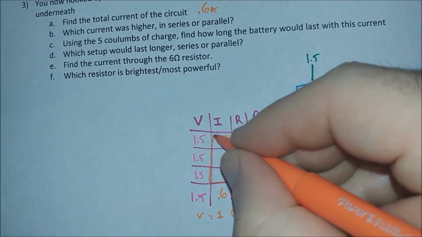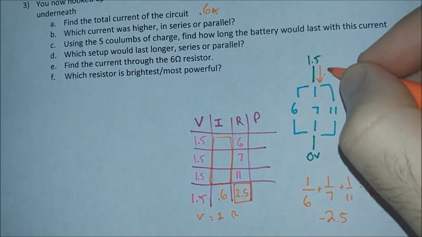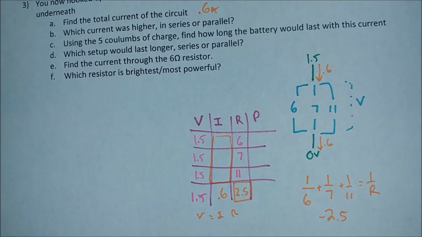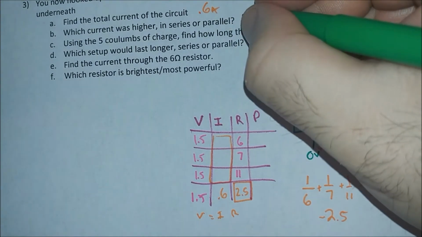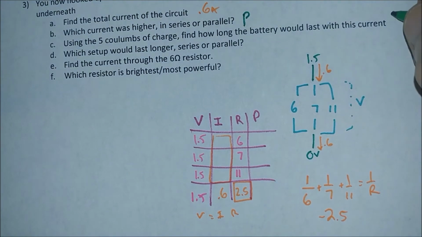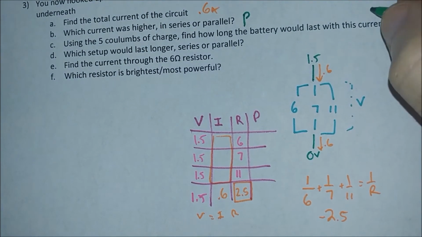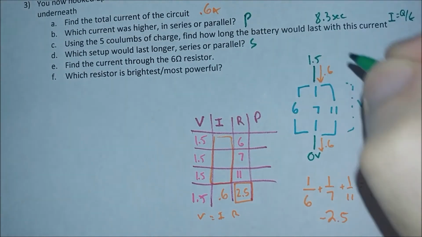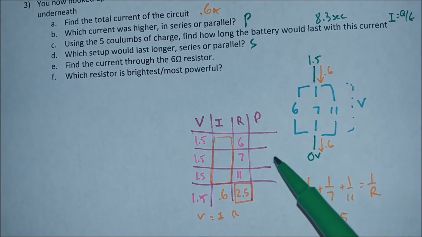And it's going to be split up among those 3. So those 3 combined should equal 0.6. You can see how 0.6 goes into the group and 0.6 goes out. So the parallel's got the most flow, obviously. Do the same as before. I equals Q over T. And you get 8.3 seconds. Oh, wow. More flow with the same charge. That means the series is going to last longer.